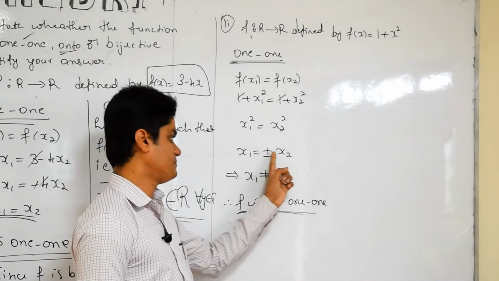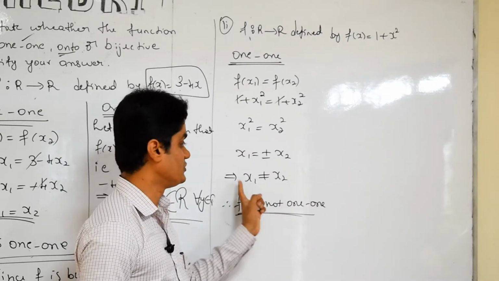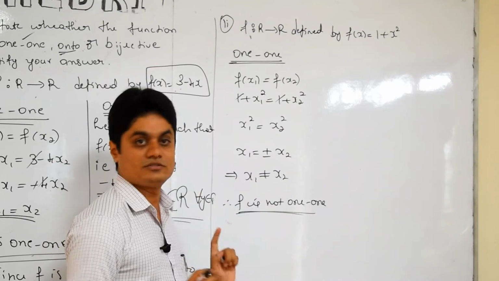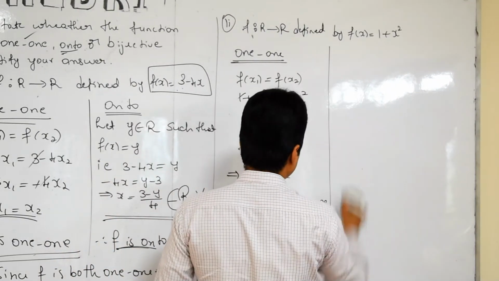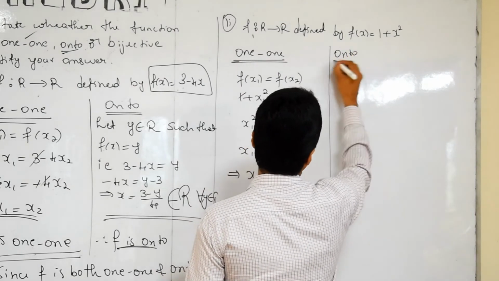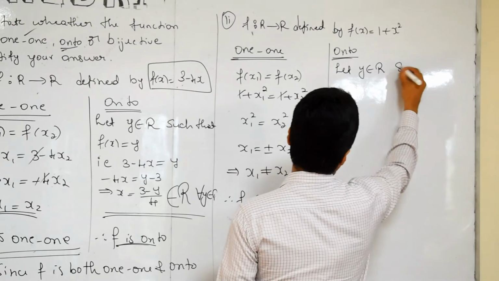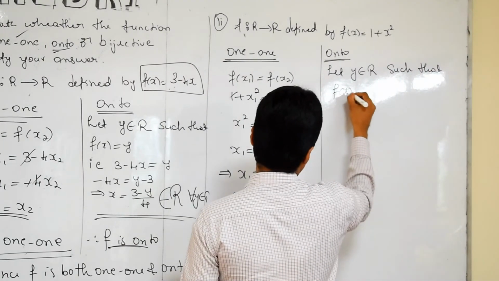See, when it is plus, fine, equal. But if it is minus, it is not equal definitely. So it is not always equal. Even if it is not equal for one case, it is not equal. So it is not 1-1. The next one, onto. Same procedure. Take an element belongs to the codomain, such that f of x is equal to y.